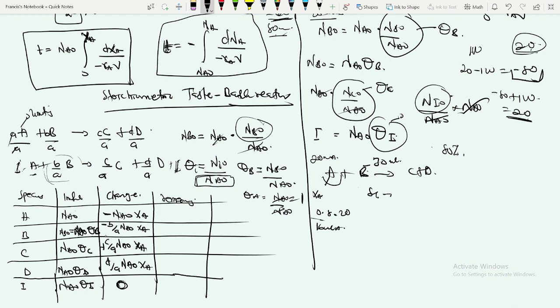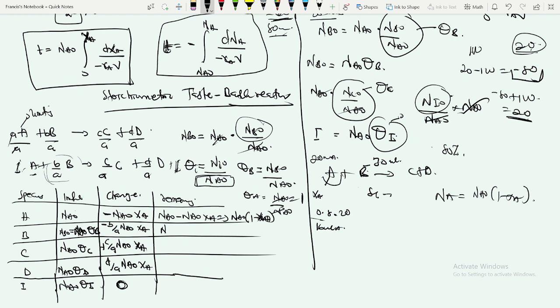So the remaining for A will just be N_A0 minus N_A0 X_A, right? And I can factorize N_A0 out, and I'll get N_A0 (1 minus X_A). And this is the remaining. And realize that initially we solved for N_A, and we had N_A being equal to N_A0 (1 minus X_A). And this actually comes from this. So this becomes the remaining.